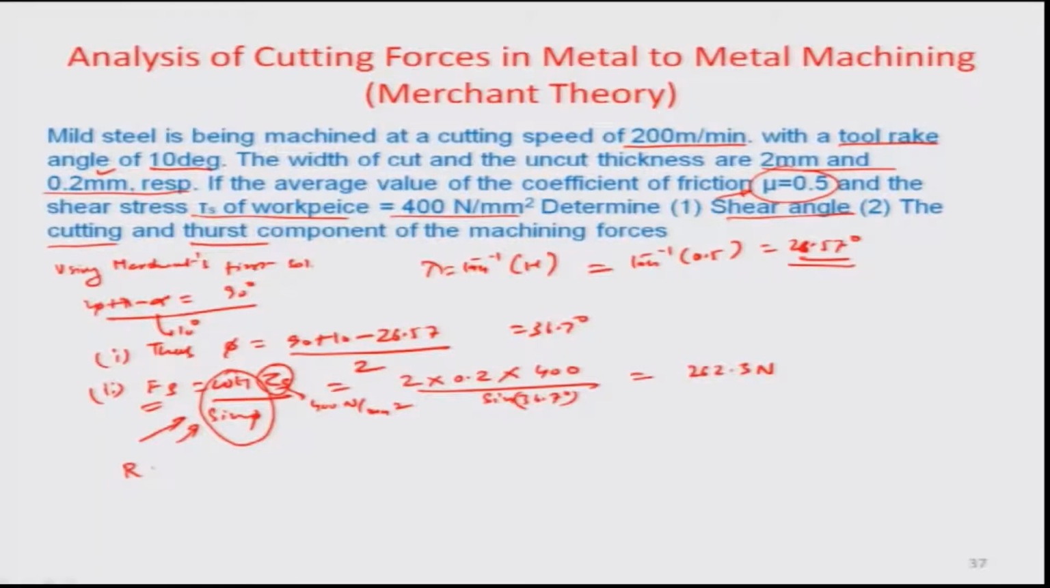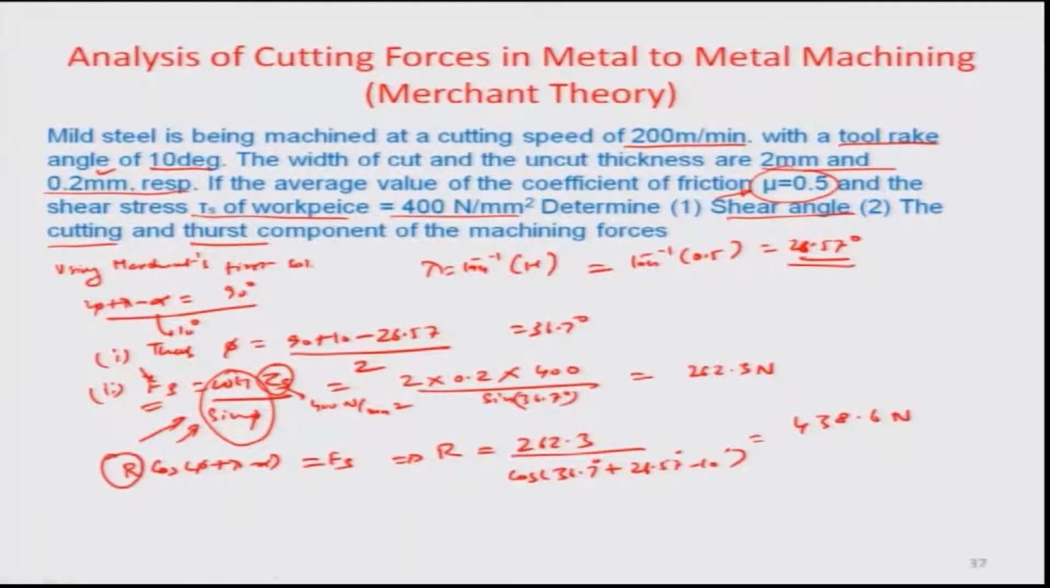And the way we calculate the various components Fc and Ft from the shear force: you already know that the resultant force times cos of phi plus lambda minus alpha, from the Merchant circle diagram, represents the shear force. So in this case the resultant of the shear and the normal forces in the shear zone is similar to the resultant of the frictional and the normal reaction of the tool face on the chip. That is equal to this Fs value, 262.3, divided by cos of phi, which is 36.7, plus lambda, again 26.57, minus alpha, which is 10 degrees. So this whole thing corresponds to about 438.6 newtons, which is the reaction force or resultant force R.